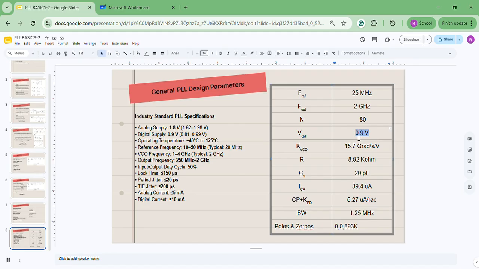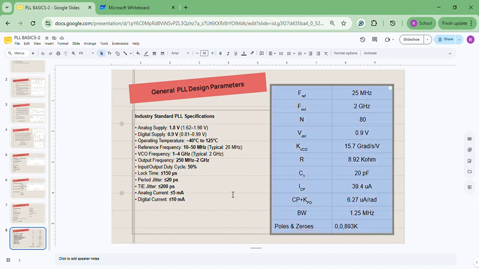We have assumed control voltage as 0.9 volt, from where we got KVCO. Then we have derived R, C1 we have assumed. Then we have derived ICP, and then we have also derived KPFD plus charge pump, which is nothing but ICP by 2 pi, and we have assumed bandwidth as 25 megahertz by 20, basically 1/20th of the reference frequency, and then we have calculated poles and zeros. So this full summary we have discussed till now.